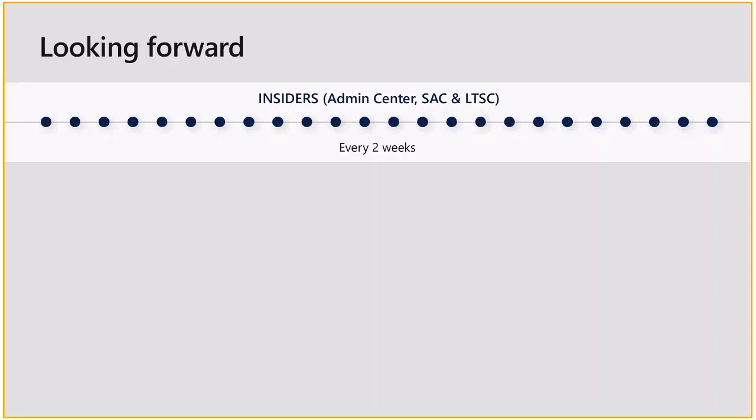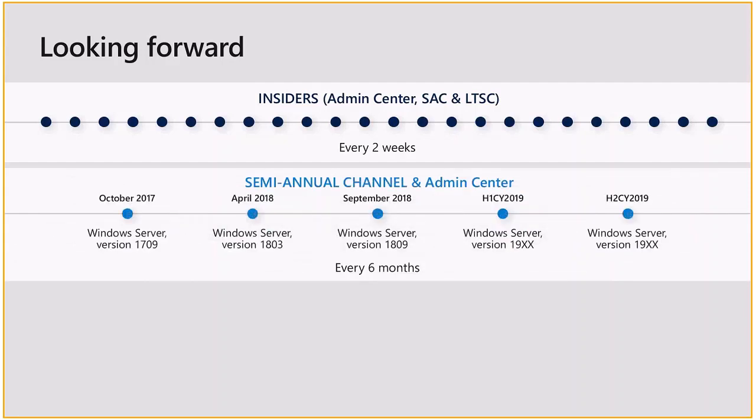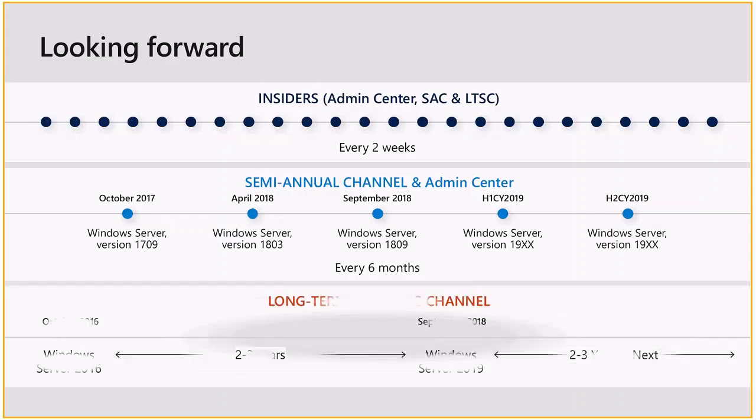Looking forward with Server 2019, if I've by mistake said Server 2016 when I meant 2019, and you picked it up today, let me know. But in 2019, looking forward, what's the release going to look like? Every two weeks, we'll see updates from the Insider program. So for Server 2019 in the Insider, the Admin Center. With Server 2019 Core, we'll see a semi-annual channel release for that and the Admin Center. So every 6 months, like we see with Windows 10 Pro now, we'll see a 6-month release of Server 2019.